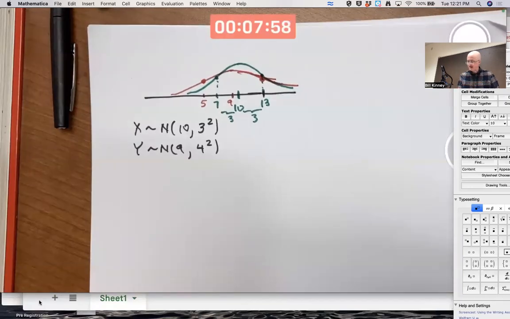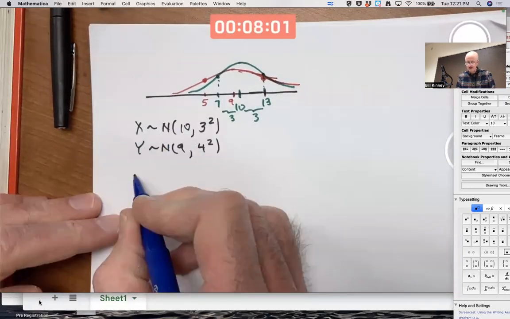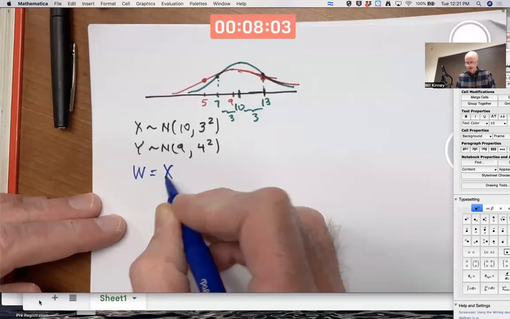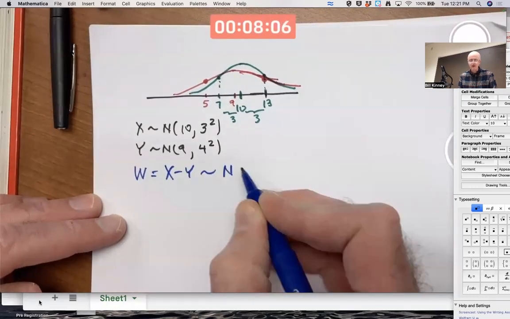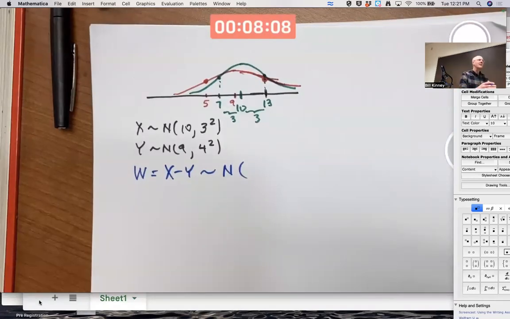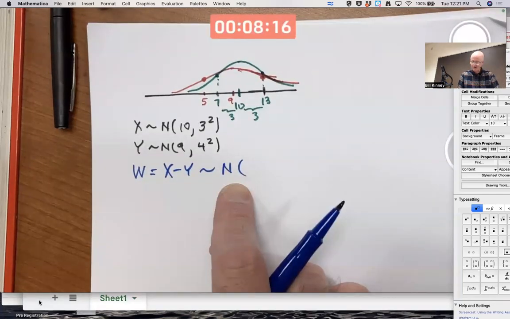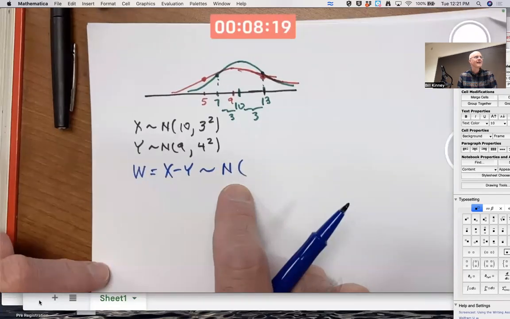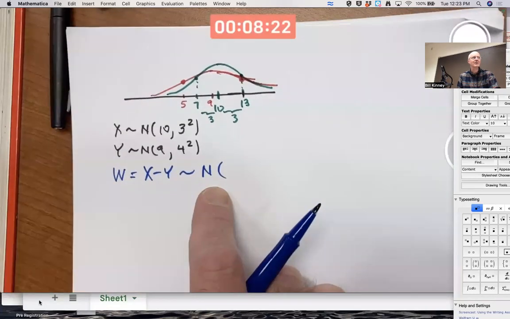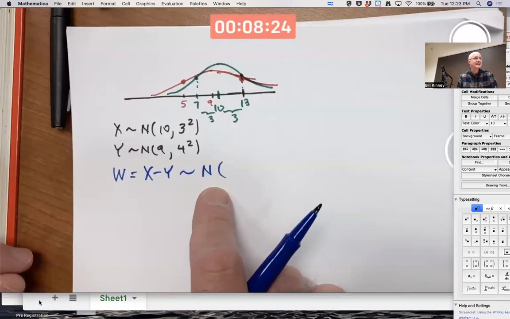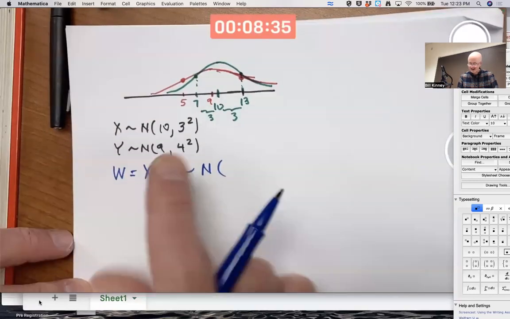What is the distribution of X minus Y? Call it W. Do you have intuition about what the answer should be without looking in the book? It is going to be normally distributed. I've given part of it away here. Without looking in the book, do you have intuition about what the mean would be? Just take a guess. It should be a relatively easy guess. 1, yeah, 10 minus 9.